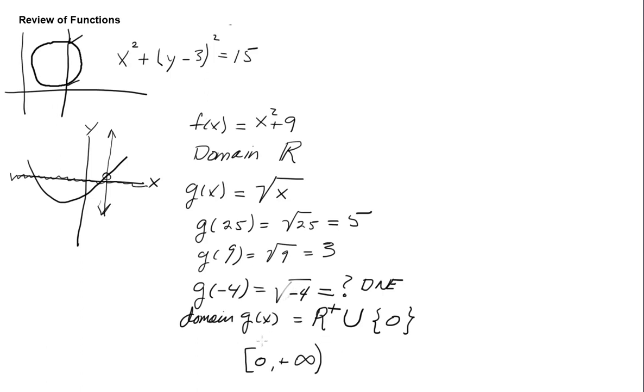When I'm writing this, it is called interval notation, and when I'm using interval notation, the square bracket means the value on that end is included. The 0 is part of the domain. The round bracket means that that value is not included.